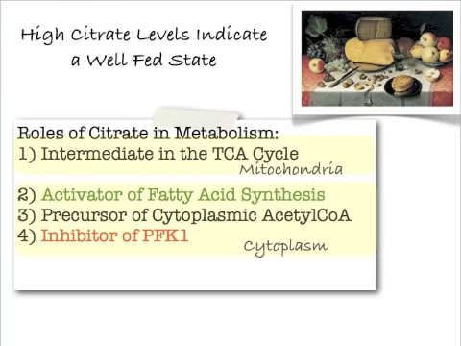High citrate levels indicate a well-fed state, and so the roles of citrate in metabolism center upon this fact. In the mitochondrion, citrate is an intermediate in the TCA cycle. When these levels build up, citrate leaves the mitochondrion and enters the cytoplasm. This is a signal that there's a lot of energy around and a lot of building blocks, indicative of a well-fed state. There's a lot of fuel around, so it's really a good idea to start storing it.